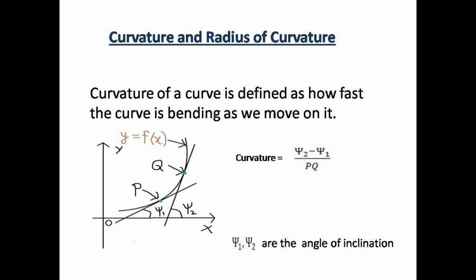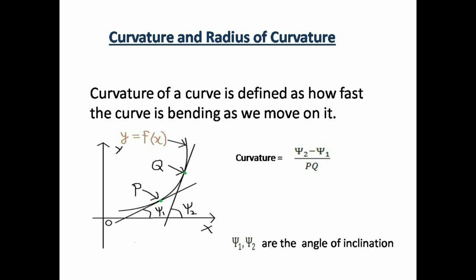So let's begin. What is curvature? Curvature of a curve is defined as how fast the curve is bending as we move on it. That is, how quickly the bend is occurring as we move along the curve. In the figure below, I have shown a curve y equals f of x. Let's take 2 points P and Q, shown as green dots. Now we want to find the curvature as one moves from point P to Q.